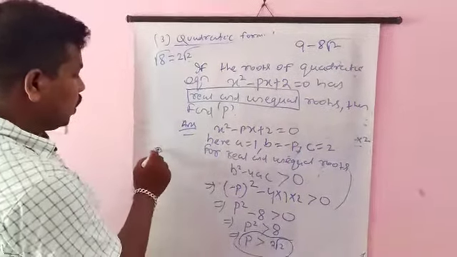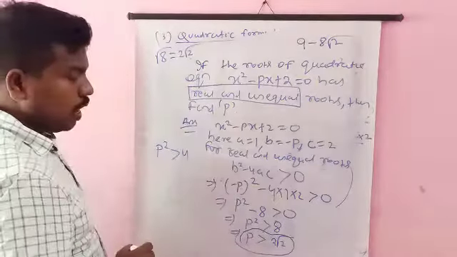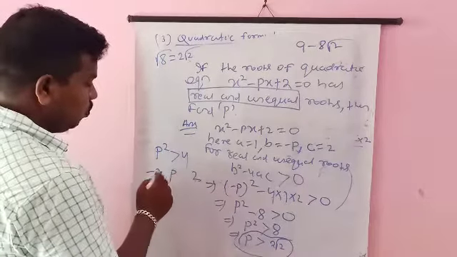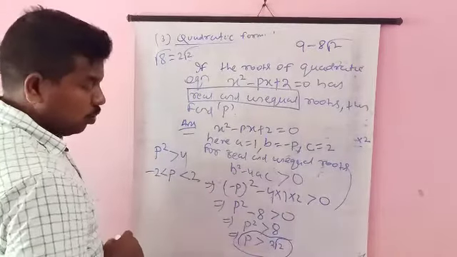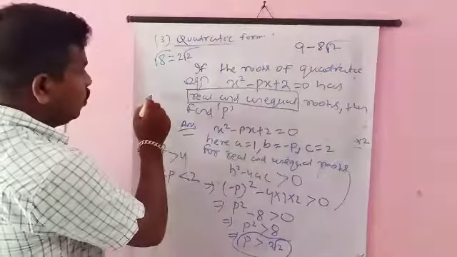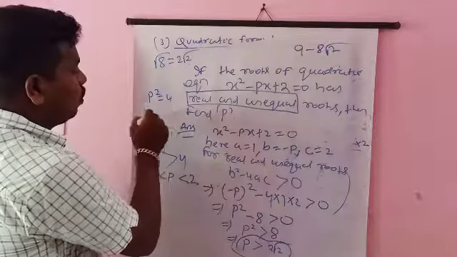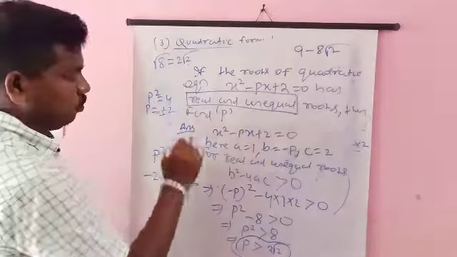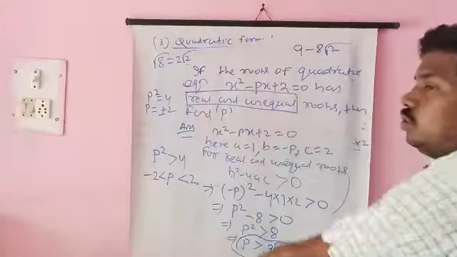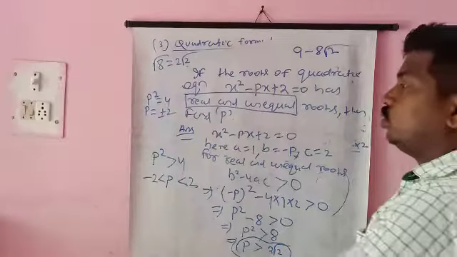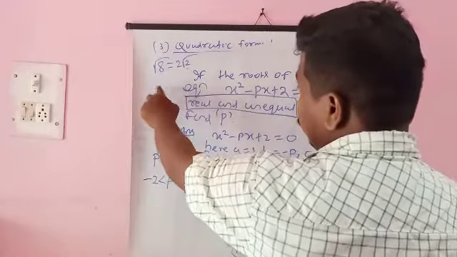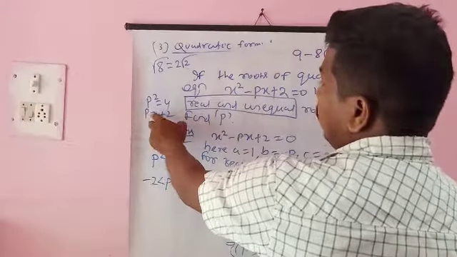Suppose p square is greater than 4. Then p lies from minus 2 to plus 2, that is, p is greater than minus 2 and less than 2. Because if p square equal to 4, then p equals plus or minus 2. Because the degree of p is 2, you must get two values here, so p equals plus or minus 2.